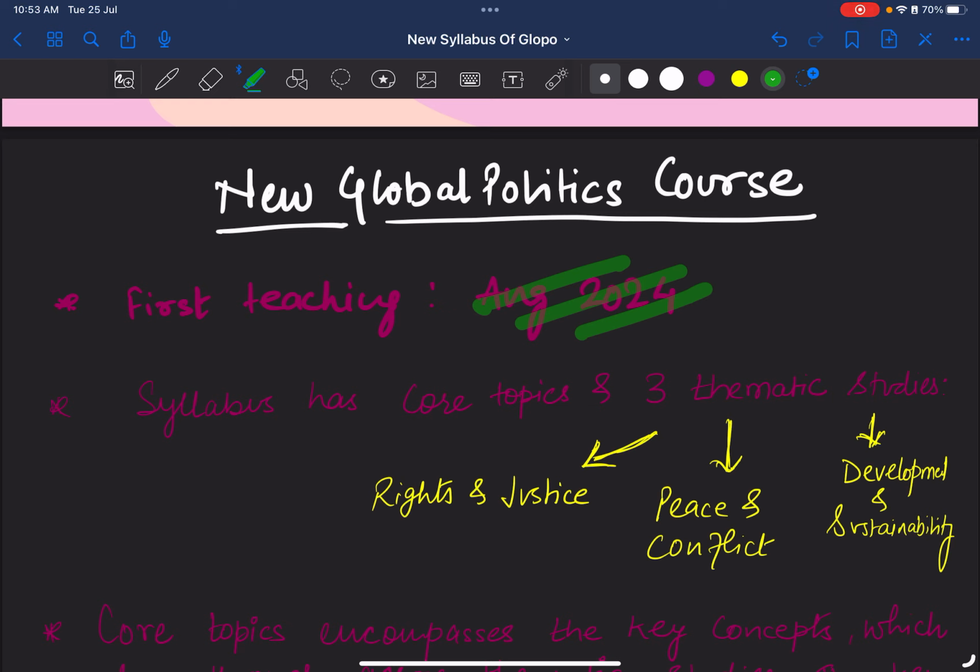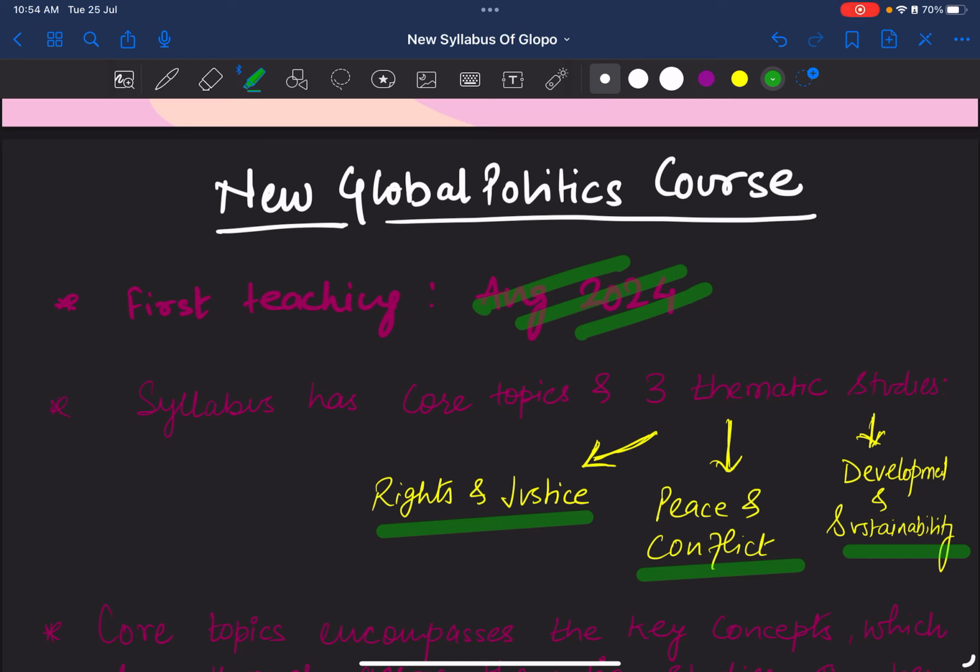Now the syllabus has the core topics and 3 thematic studies. All right, so most of the time I would be comparing the existing syllabus of global politics with the new syllabus of global politics, which is going to be introduced in August 2024. So the core topics and 3 thematic studies, which are rights and justice. Do you remember that right now we have human rights as our unit? So now it would be called rights and justice, peace and conflict, and development and sustainability. Peace and conflict is the same unit we are studying right now. Currently we call it the development unit, but in future we are going to call it development and sustainability, right?